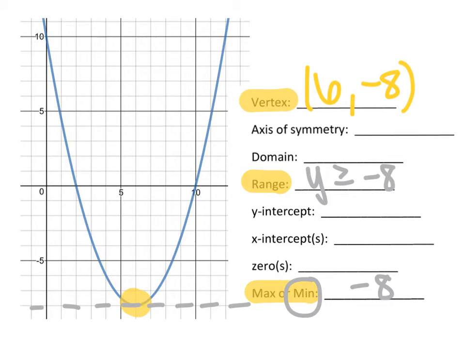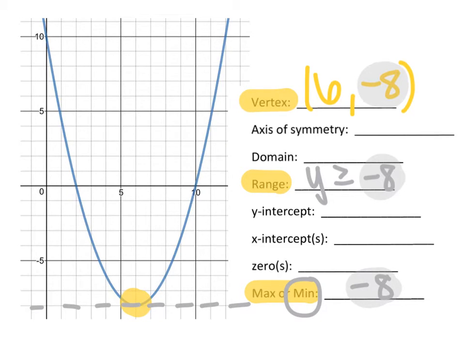Now I want to point out something in case you had not noticed this. I want to make sure that you see this. If you look carefully at your vertex, which is at negative 8, your range is negative 8, and your max or minimum is negative 8. So all of these numbers have negative 8 in them. That's on purpose. It should be like that.